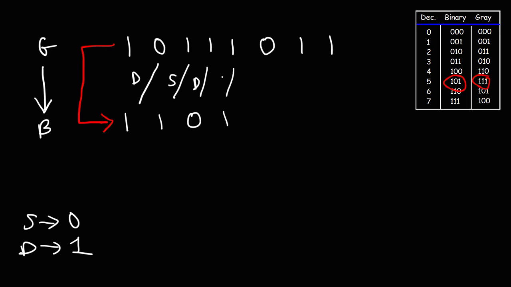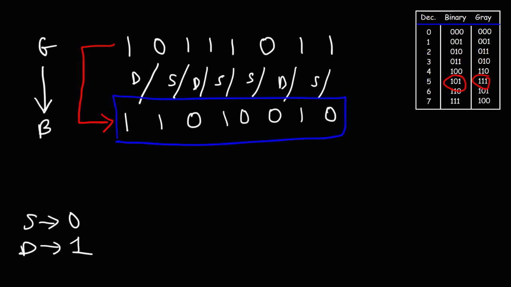And then 1 and 1 are the same, so that's going to be 0. 0 and 0 are the same, also 0. 1 and 0, they're different, so we're going to put a 1. 1 and 1 is the same, 0. So the answer for this one is 11010010. So now you know how to convert between a gray code to a binary code and how to go back from a binary code to a gray code.